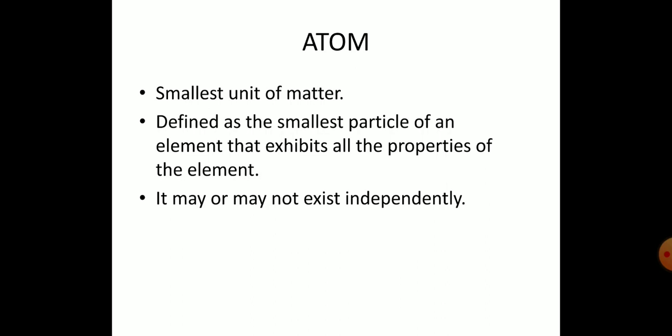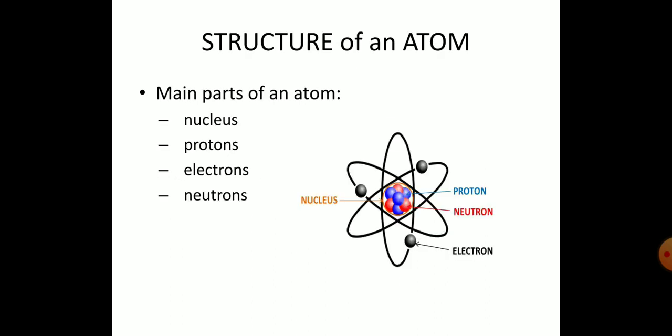Now we are going to learn more about the atom, like what is the structure of an atom. The main parts of the atom are the nucleus, the protons, the electrons and the neutrons. Now listen here. All the four words are very new to you. You have to write all the spellings and see them at least five times because all these spellings are very new.